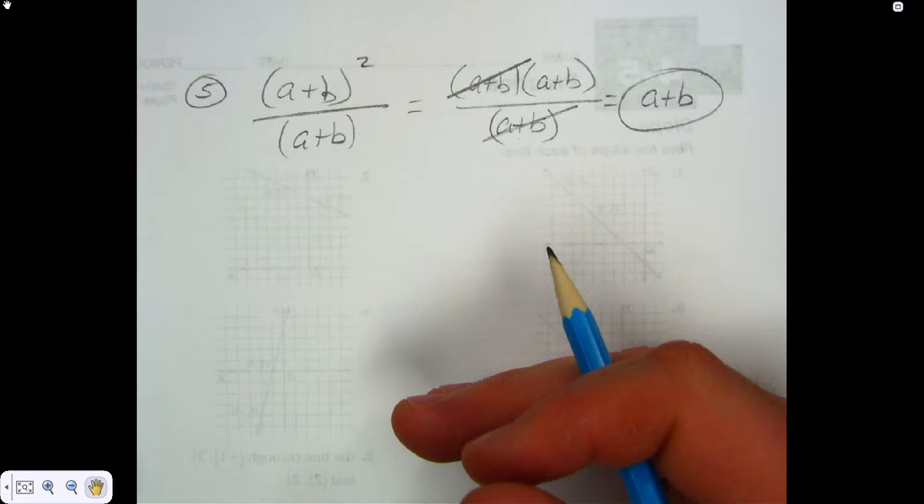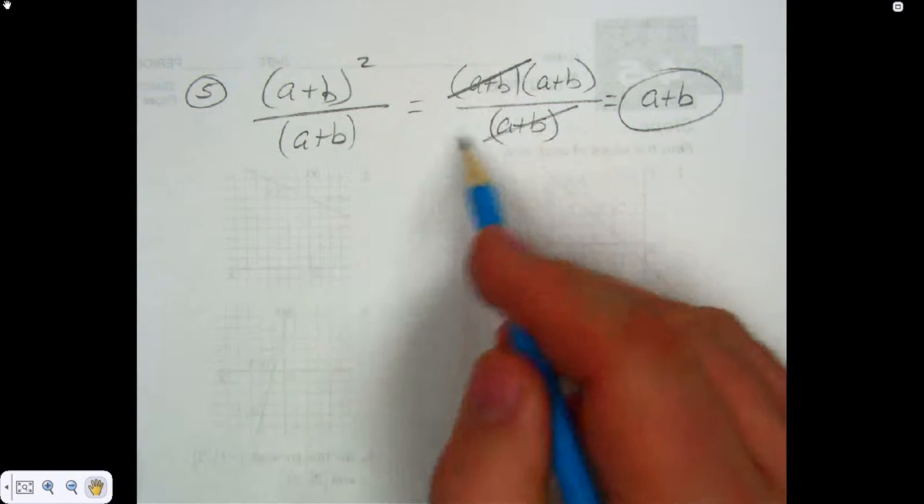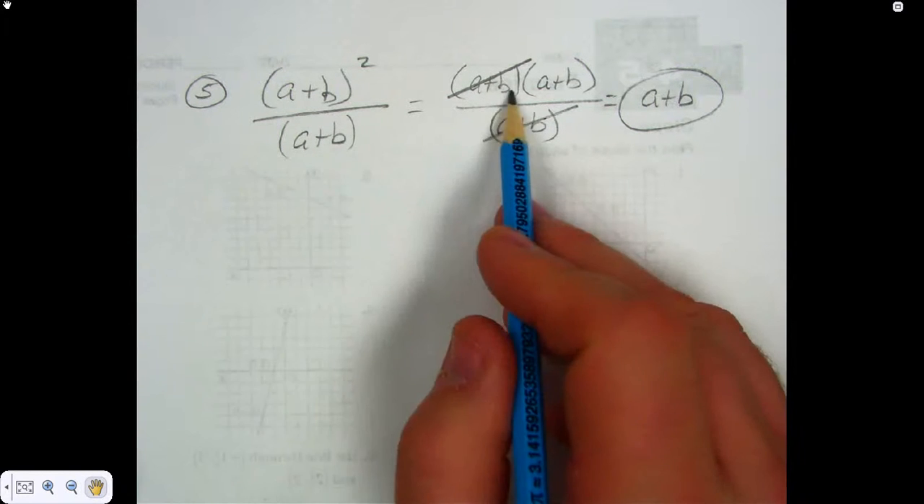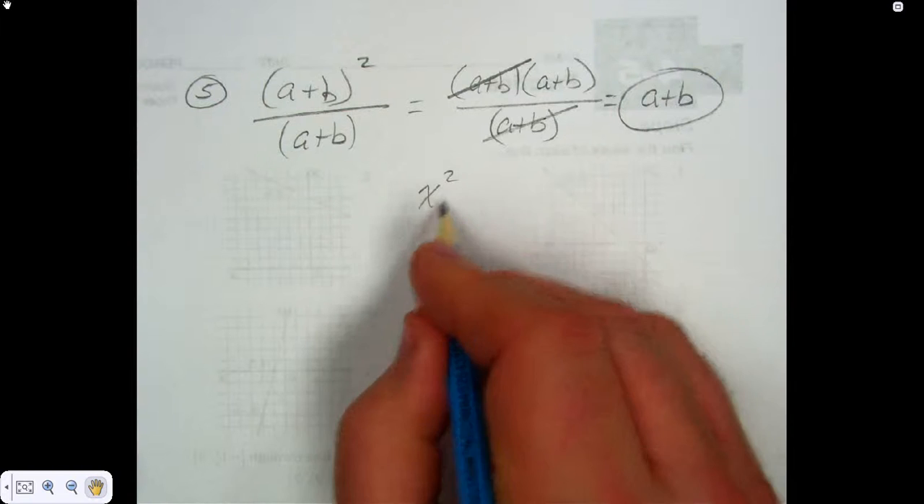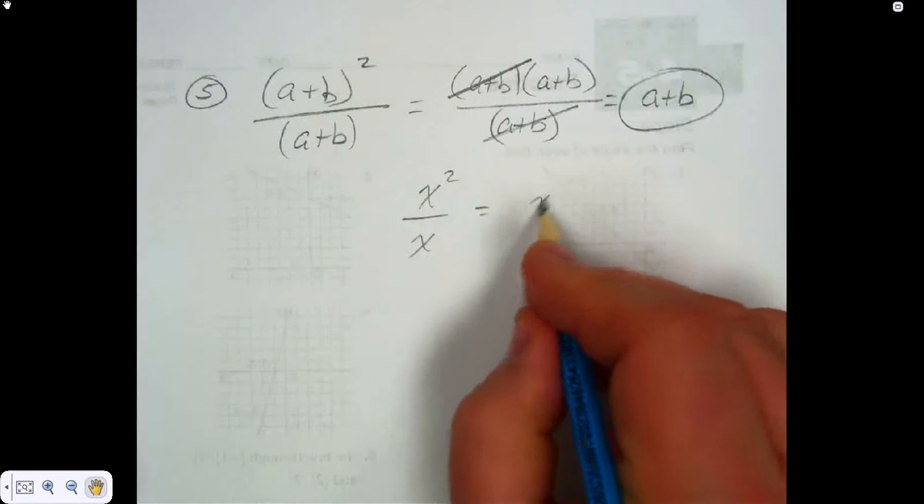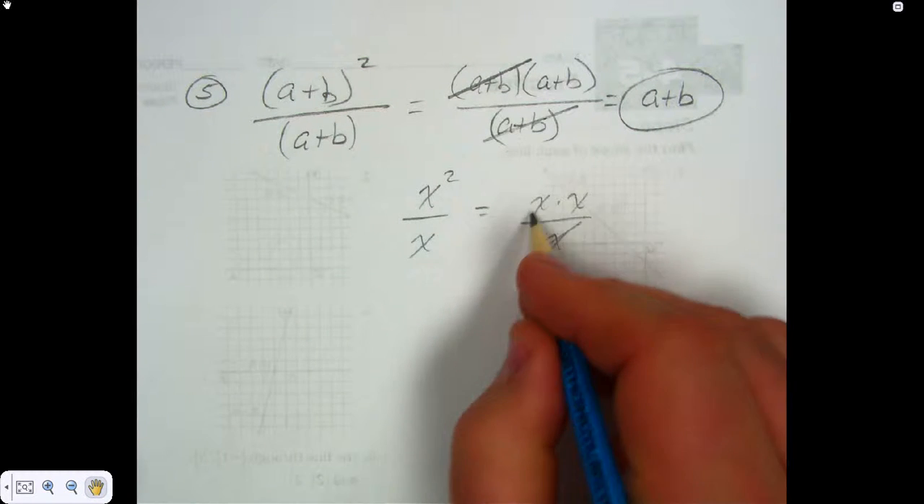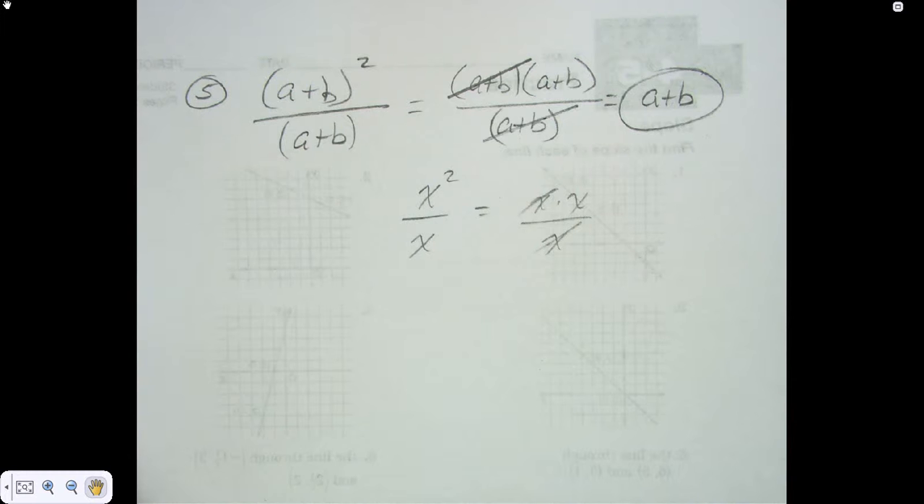What was the point of that? To show that these divide. That if you have 2 of them, it's the same as saying when you have x squared over x, x times x over x. Look, they divide. There.